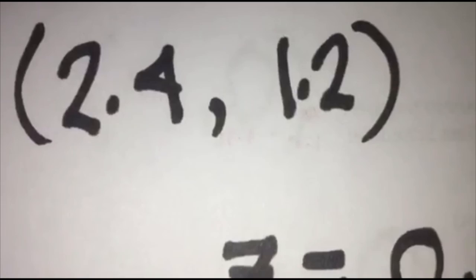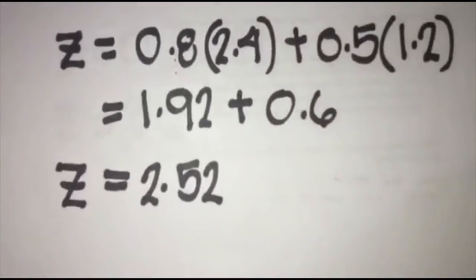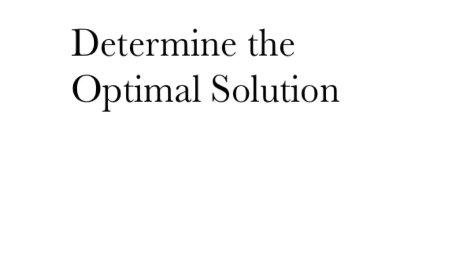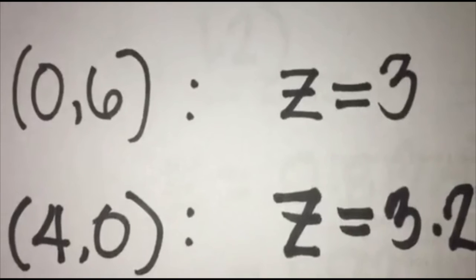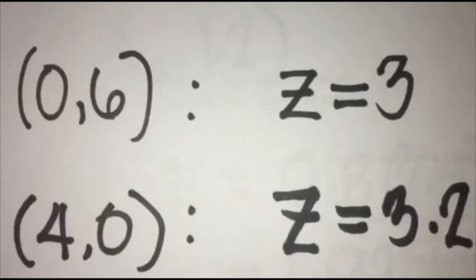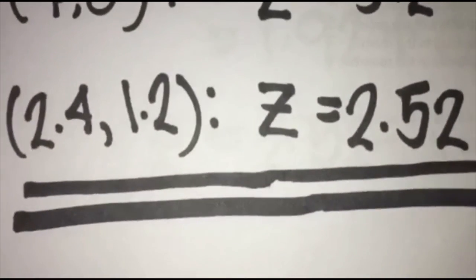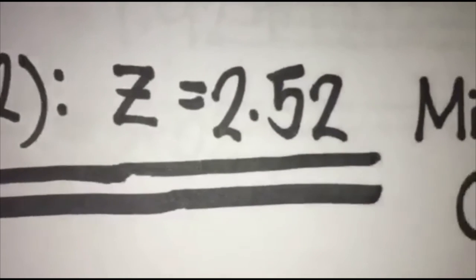Lastly, for the point (2.4, 1.2), we will also substitute it to our optimal function and will give a result of 2.52. We will now compare results for the points (0, 6), (4, 0), and (2.4, 1.2). Now the smallest value is z is equal to 2.52, which will be our minimum cost since it has the least value.